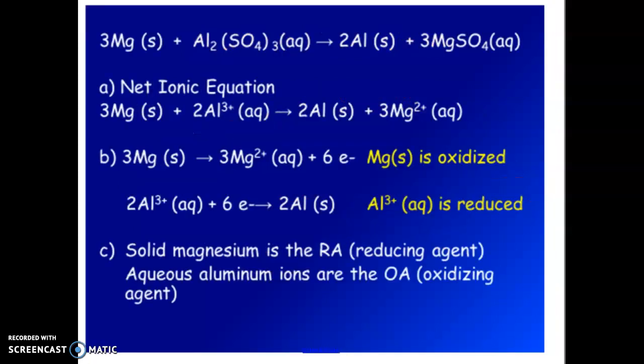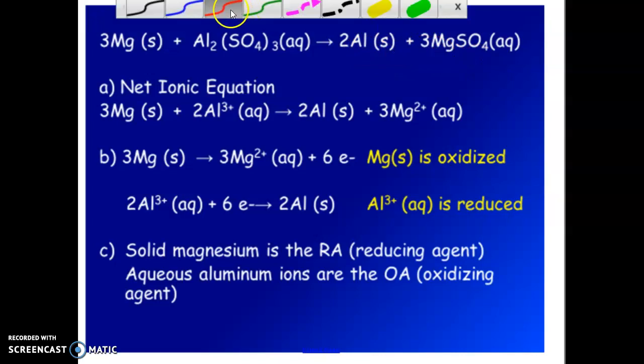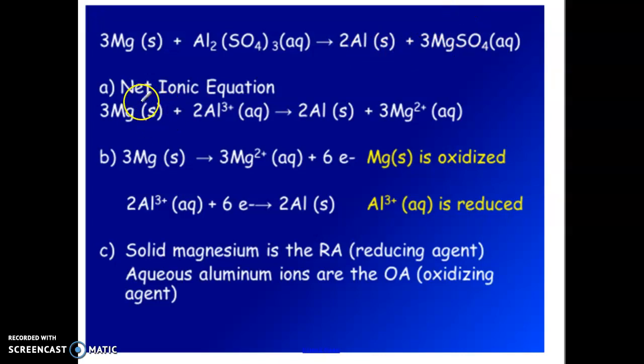Okay, so first of all, here's our balanced chemical equation. Magnesium plus aluminum sulfate gives aluminum plus magnesium sulfate. Okay, so the net ionic equation would essentially be getting rid of our sulfates. So here we would have 2 aluminum ions and 3 magnesium ions. Okay, so the numbers. Magnesium is going from 0 to +2. So that is losing electrons, which means that is going to be our oxidation reaction.